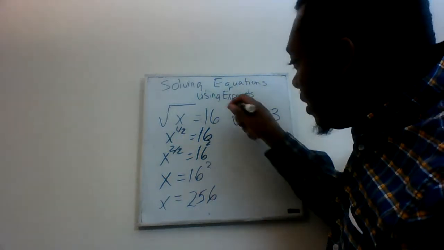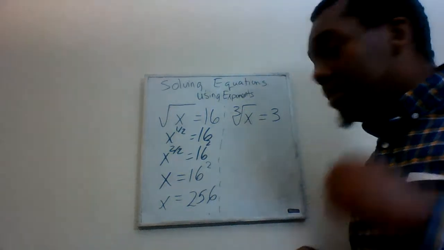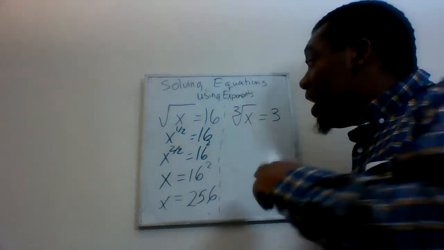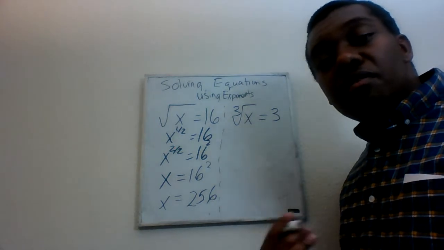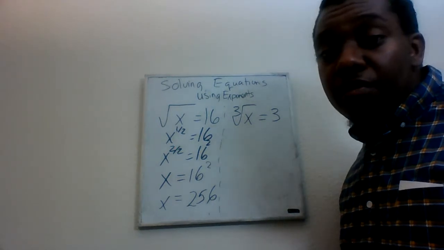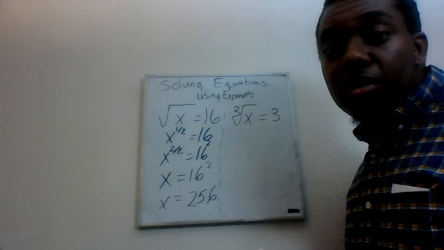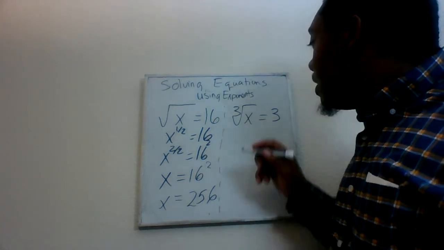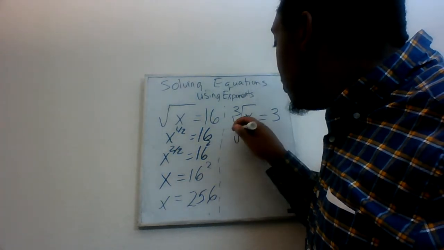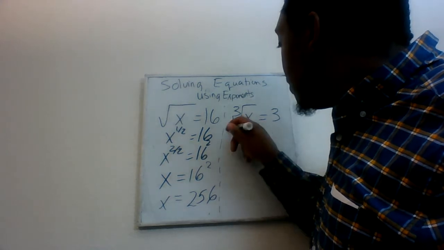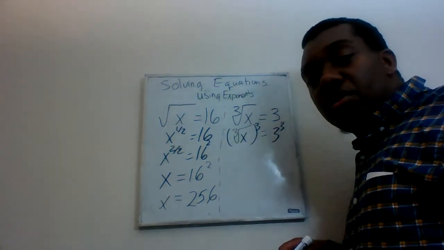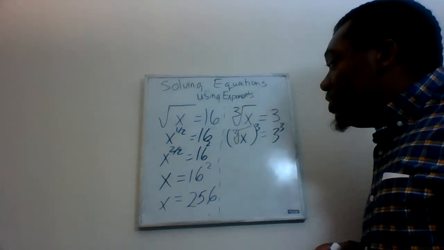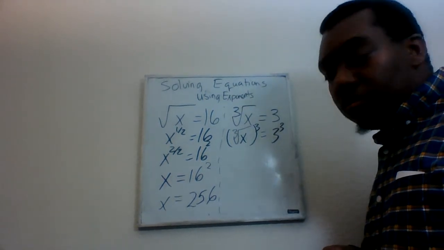What about when we look at a cube root? Let's see what happens. Okay. So we have the cube root of x equals 3. Well, let's look at it in terms of getting rid of the cube root by doing the inverse operation, which would be cubing it or raising it to the third power. So I'm going to take the cube root of x and I'm going to raise it to the third power. And I'm going to do the same thing with the 3 here. So we're going to raise it to the third power.